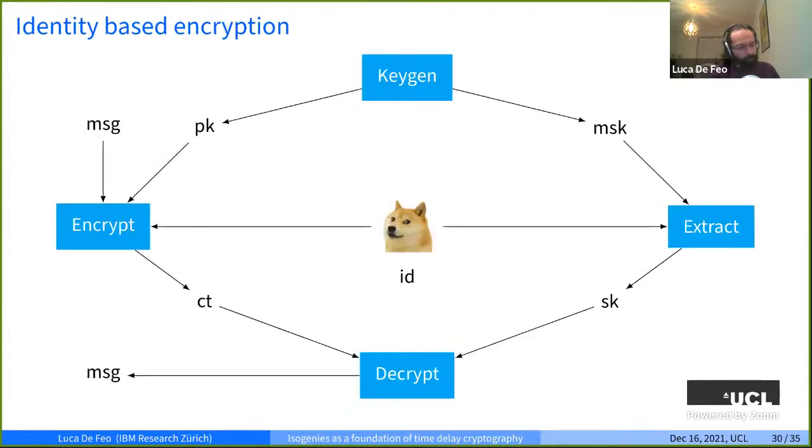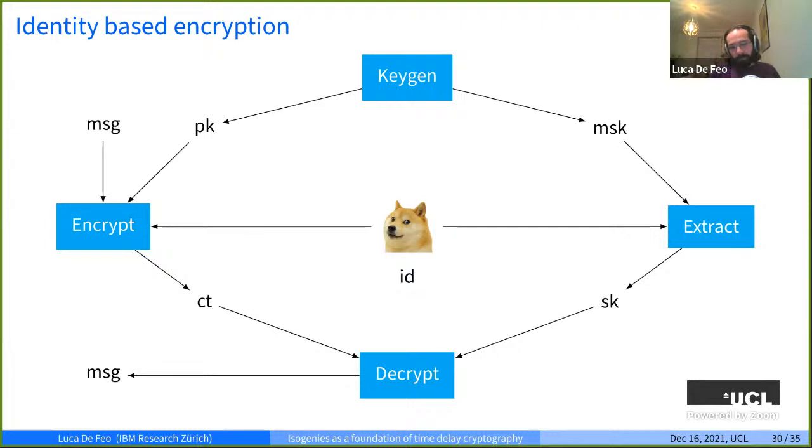And since I spoke about Boneh and Franklin, let's see how we can start from the Boneh and Franklin IBE scheme and derive a delay encryption. So let's start from identity-based encryption. What's identity-based encryption? It's a primitive with four algorithms: key generation, which generates a master secret key and a public key.